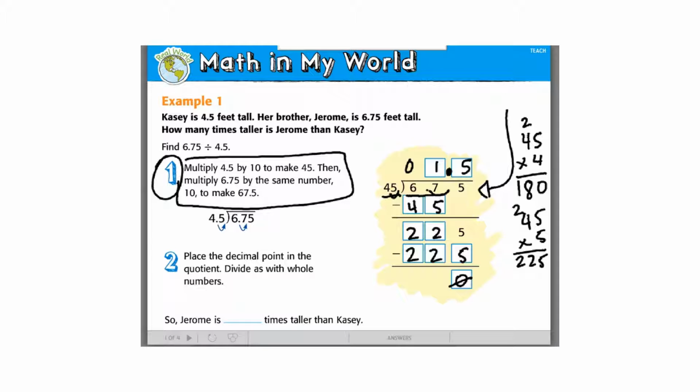So remember, 15 or 1500ths, those are different values than 1 5/10. Your decimal has to be in the right spot. So Jerome is 1 5/10 taller than Casey. Go ahead and sharpen. Thank you for waiting. So make sure you fill in all of those blocks, all those little boxes.